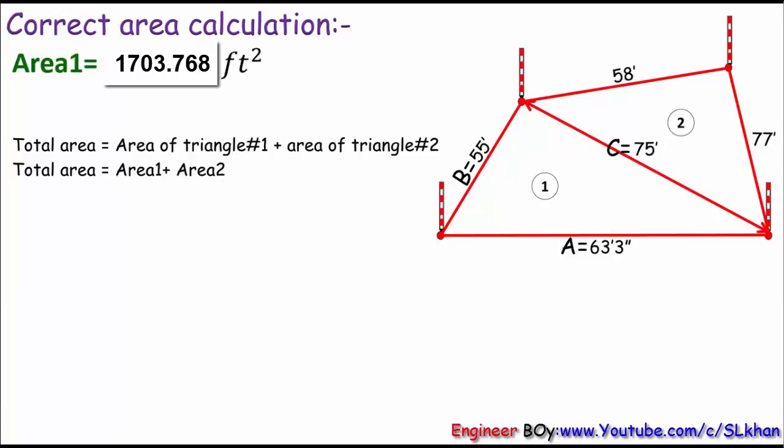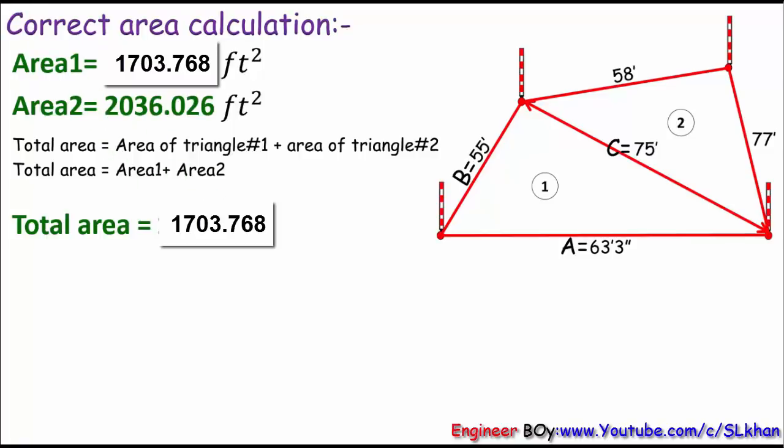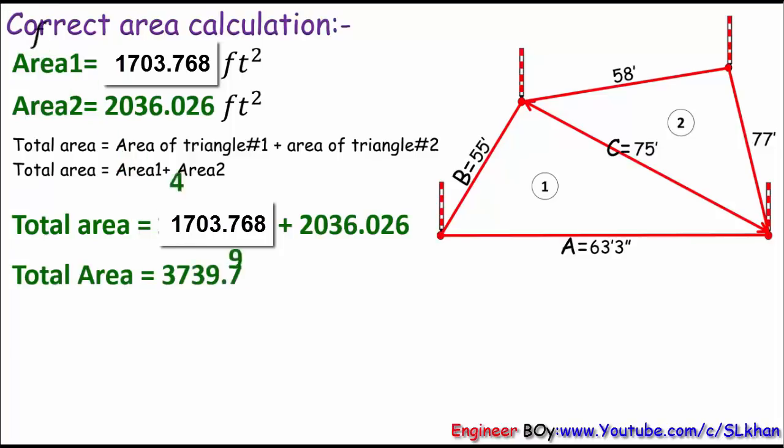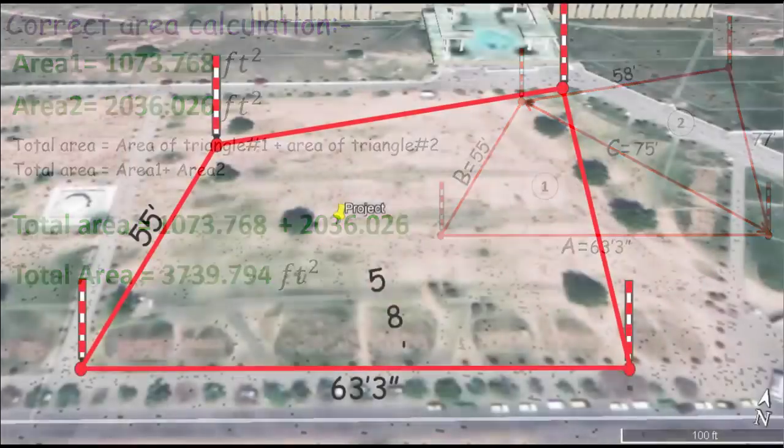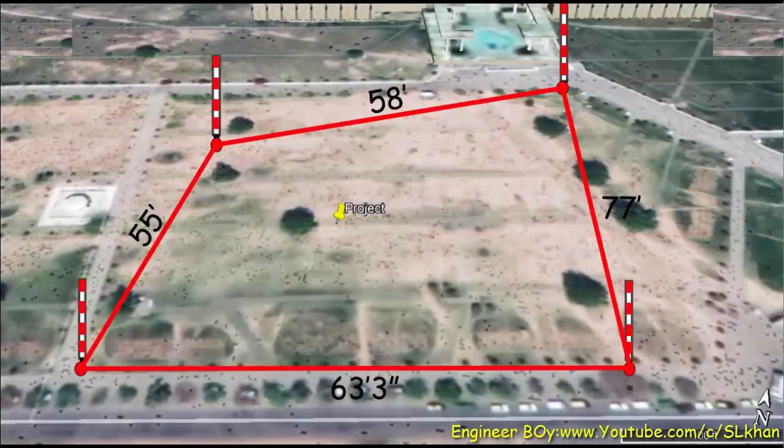And finally, let's add the areas to have the total area of the property. So the total area must be the area of the first triangle plus the area of the second triangle. Our total area equals 1703.768 plus 2036.026, which is of course the total area equals 3739.794 square feet.